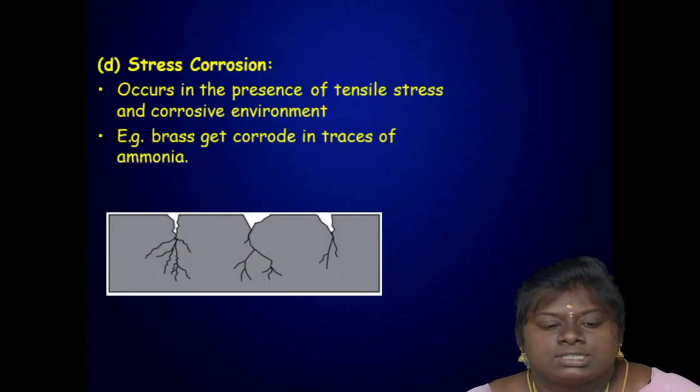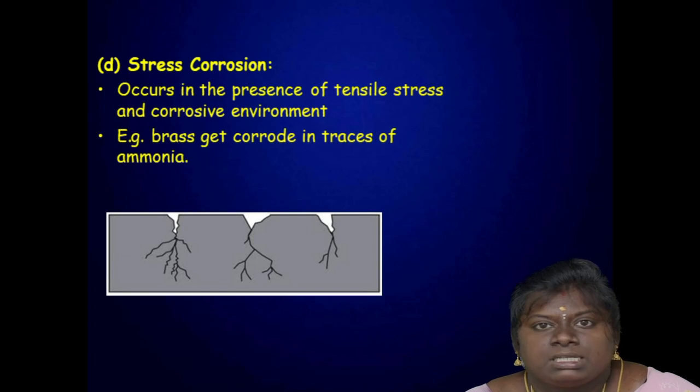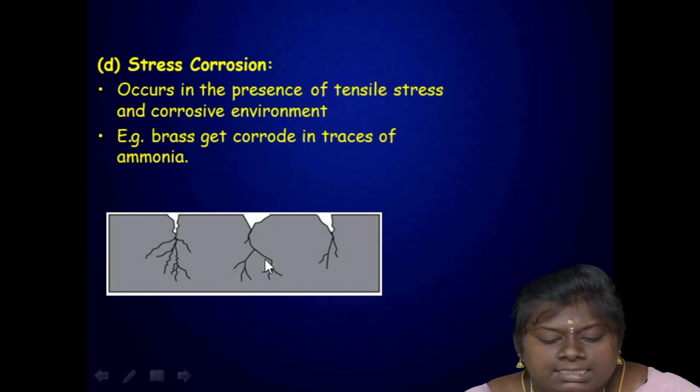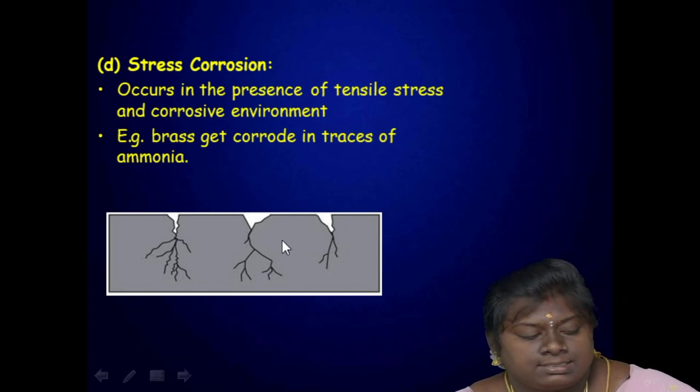Next one is stress corrosion. It is formed by tensile stress. When we apply stress on the metal, the stress goes into the interior structure of the metal and it will be corroded. So this is the broken part of the material. This is the stress part, and the stress is induced into the chemical structure.